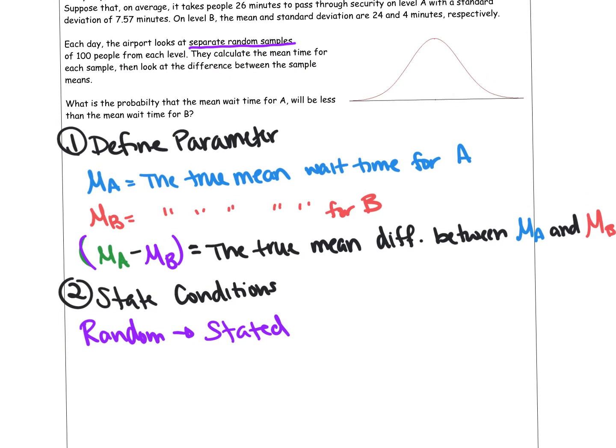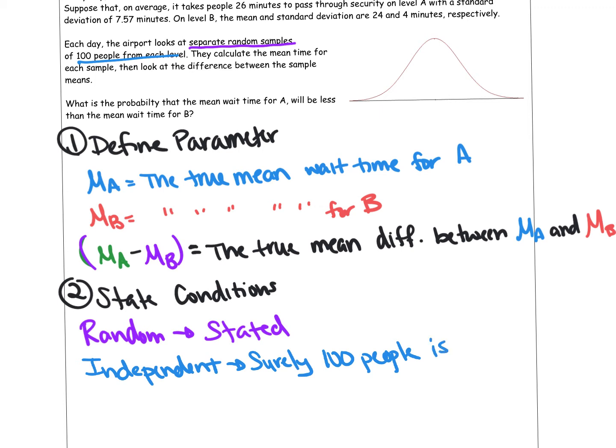The second thing is that it is independent. And remember, we showed that through the 10% rule for both. So we write that as surely. Our sample size here is 100 people from each level. So surely 100 people is less than 10% of all people on each level.